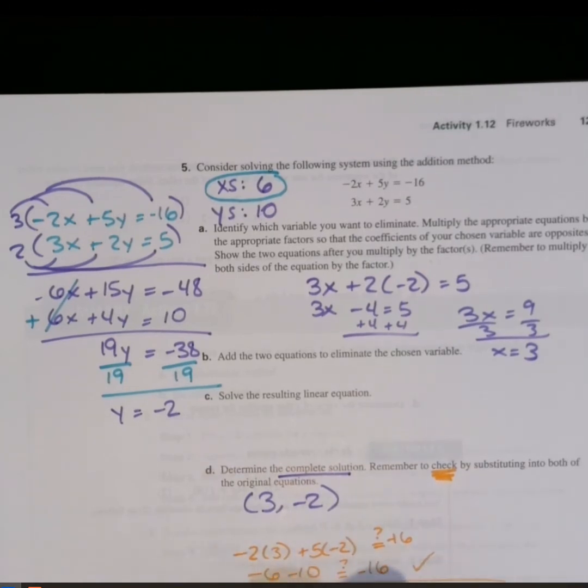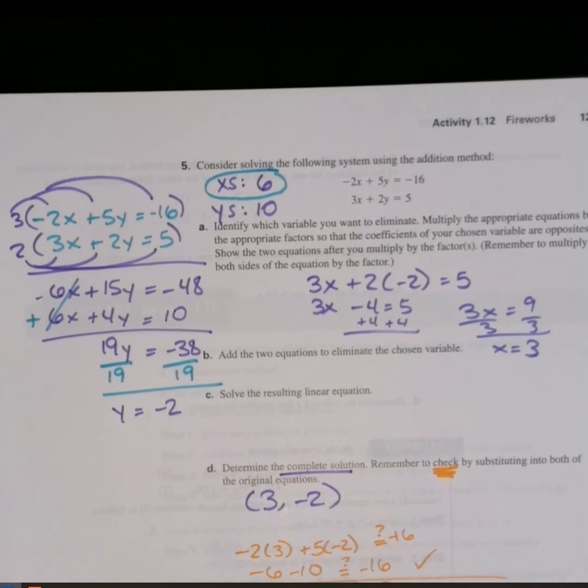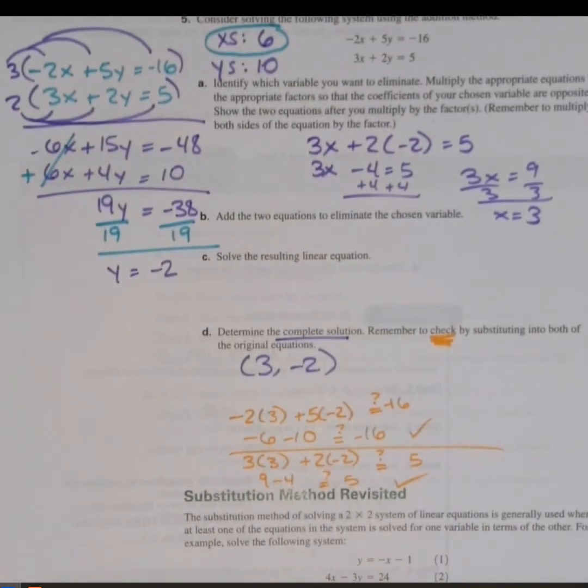Second check, 3 times 3 plus 2 times negative 2. Is that 5? So that's 9 minus 4. Is that 5? Yes, it is. So they both check. Sorry for the off screen.